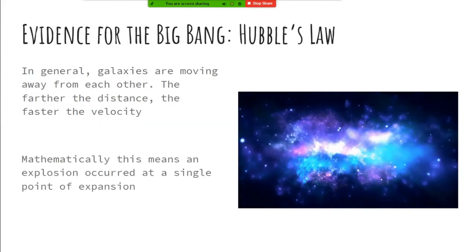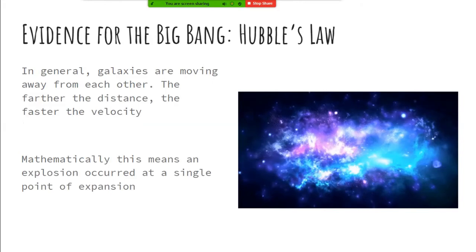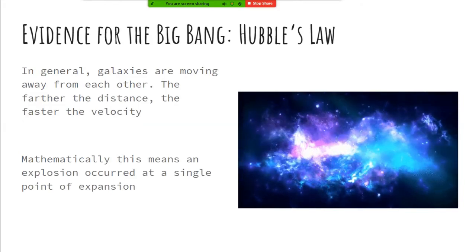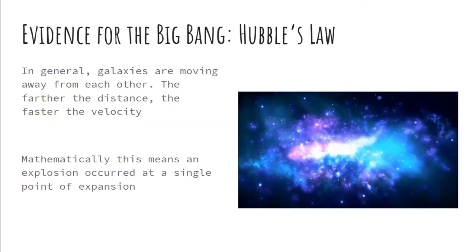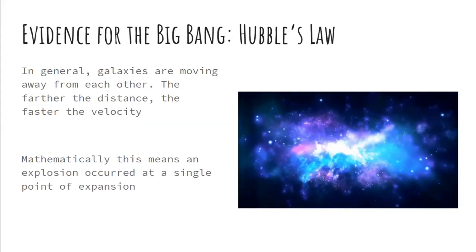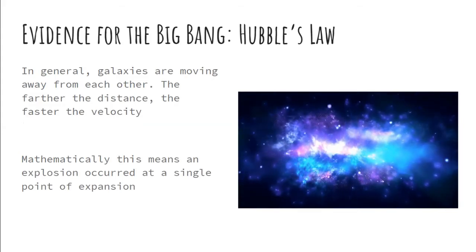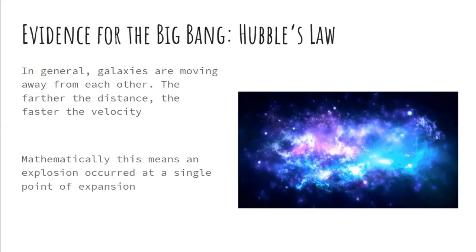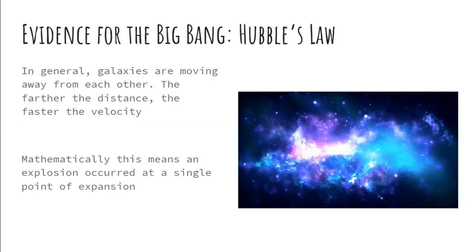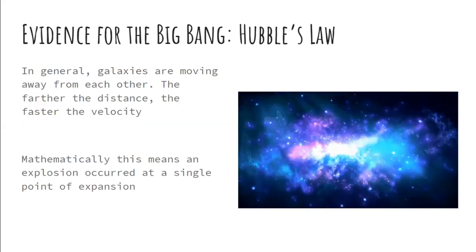So I want to go over the different types of evidence for the Big Bang. There are three main things. We're going to focus more on the evidence in a different lesson, but this is just a brief overview of them. All right, so the first one is called Hubble's law.